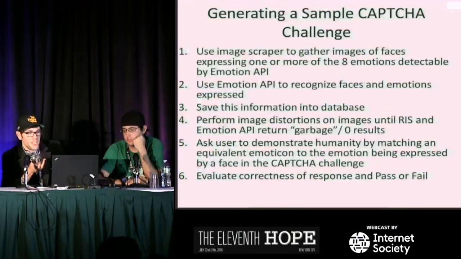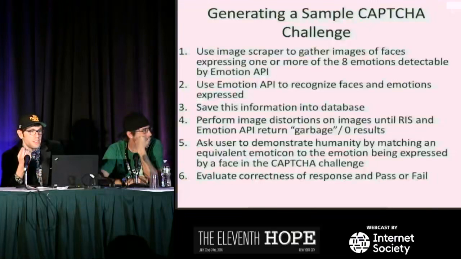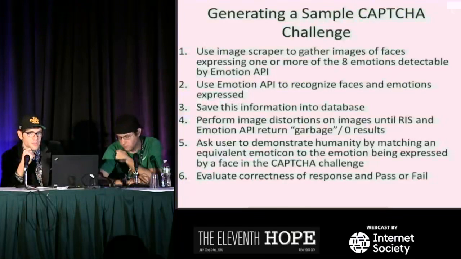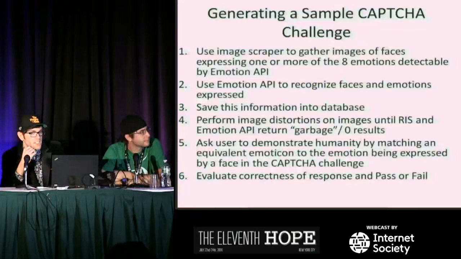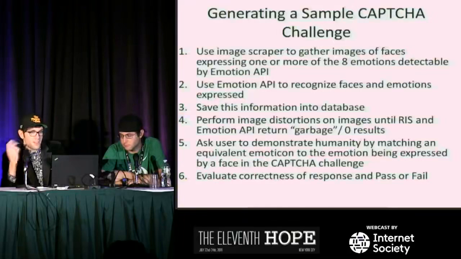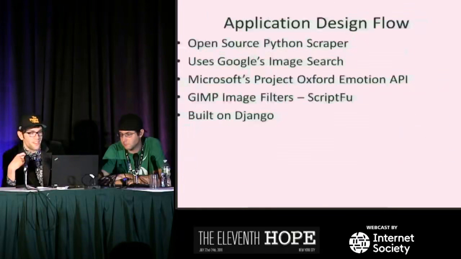So the way we generate our challenge is the following. We use an image scraper to gather data off a web image search. That was an important challenge to us. We wanted to make sure that we could use existing tag data and then protect it from certain types of attacks. So we use the Emotion API from Microsoft to perform the facial recognition. That means A, identify a face in the image, and then B, recognize the emotion on the face. Then we save it to our database. We run filters on it until we get no results from the Emotion API engine. Then we ask the user to demonstrate their humanity by matching the emoticon to the face, and then we evaluate the response as a pass or fail.